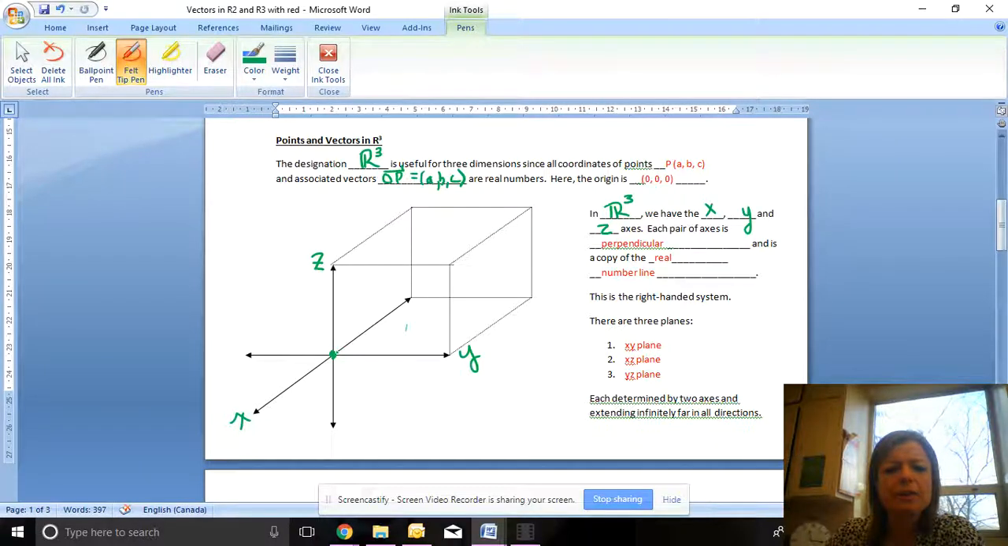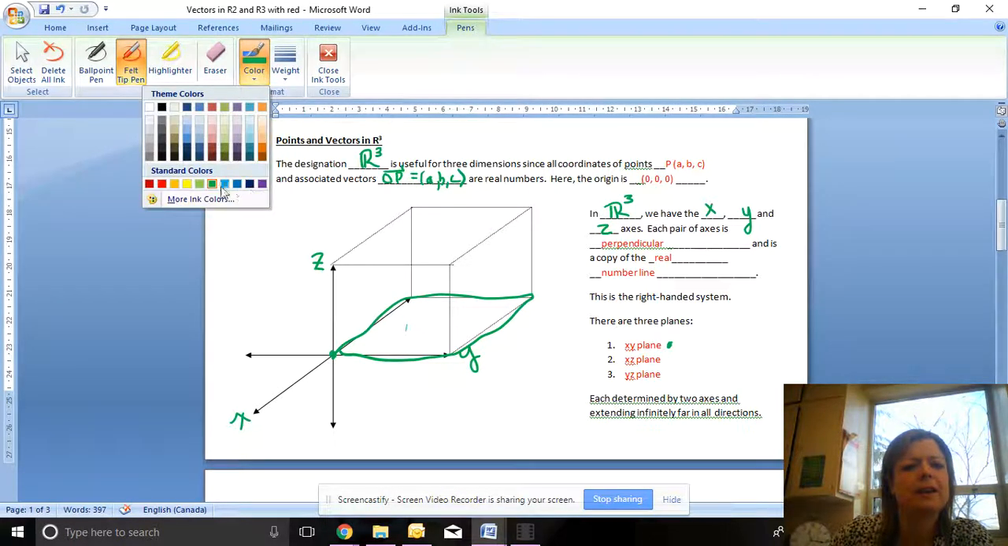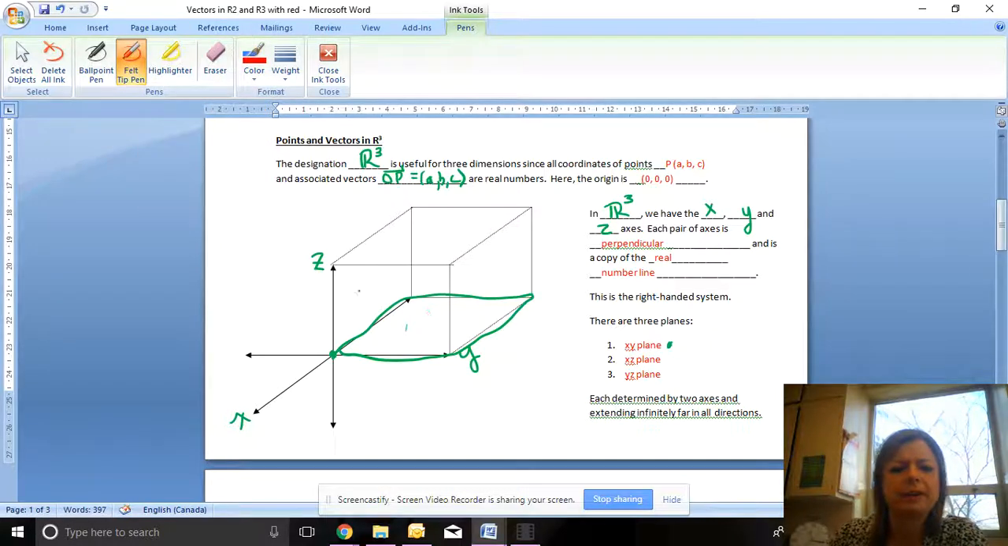Okay, so if you want to think about this, the xy plane, you can get some color coding. So the xy plane, this is part of the xy plane. So I'll just color code it there. And then here we have the xz plane is here.